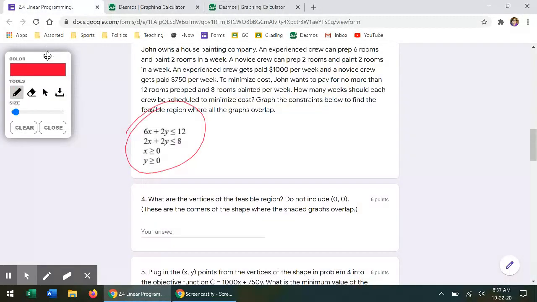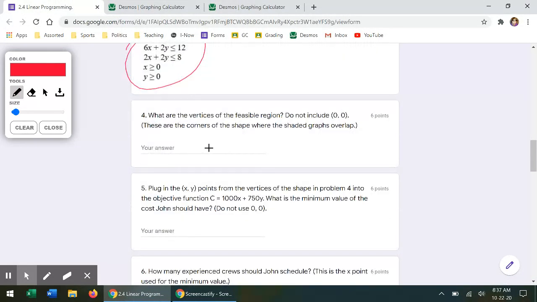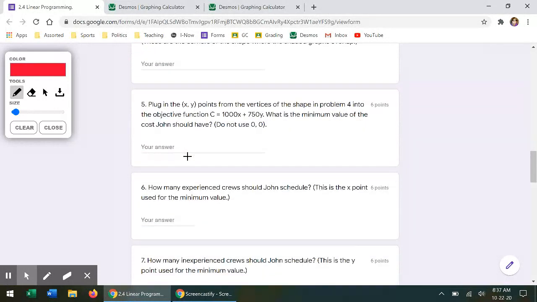Just like in the last problem, you're going to take those 3 points. Well, first of all, you're going to put those in as your vertices and type those in. You're going to plug those into the objective function 1000x plus 750y, each of those 3 points. So you'll get 3 different values. Whichever one is the lowest value or minimum value will be your answer to number 5. The x point that you used to get that will be the answer to number 6, and the y point that you used will be the answer to number 7.